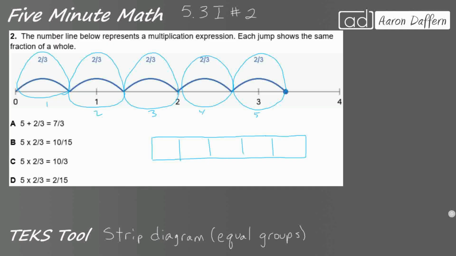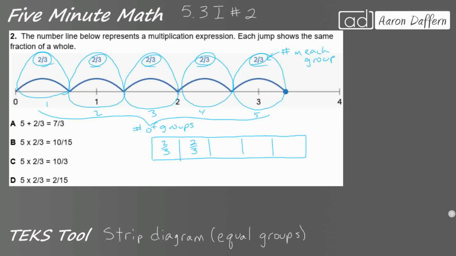and it looks like each of these are going to be equal, right? They're each going to be 2/3. So I could say this right here is going to be my number of groups. I've got 5. How much is in each group? I've got 2/3. All right, so we could put a 2/3 in each of these groups. And then if we wanted to figure out the total, right, how much is 5 sets of 2/3, right?